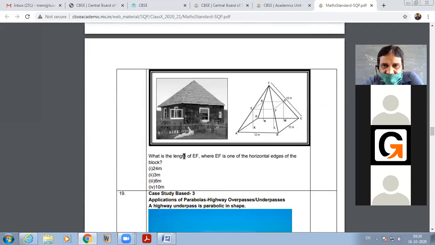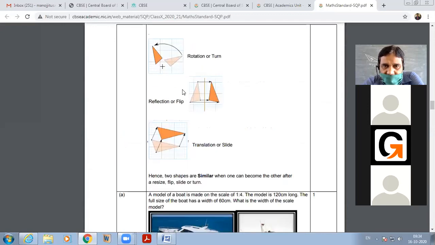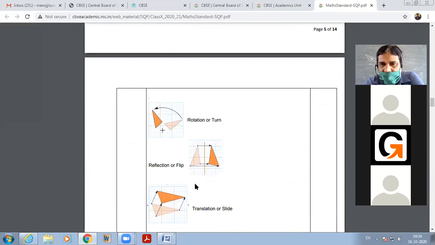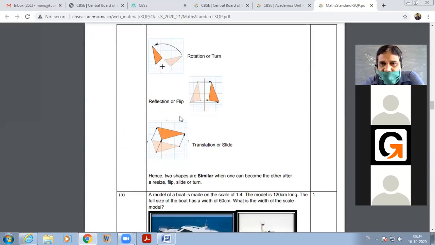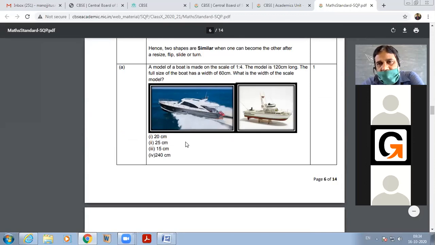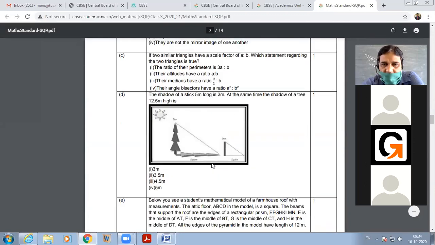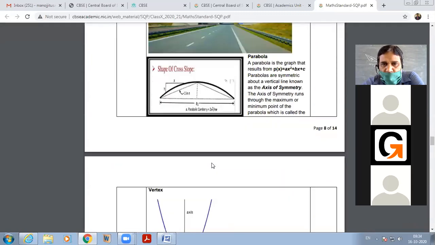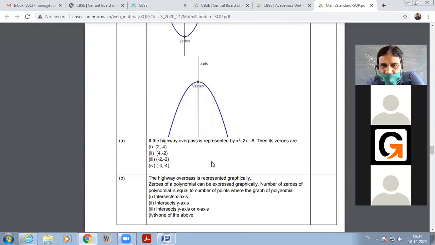So see, one case study. Case study means one concept. It's not like your English unseen passage, where one passage will be given and you have to write the answer by reading the passage, and the answer lies in the passage. Not like that. Here in case study, the concept will be given, and based on the concept, some figures and something will be given in the question. So like this, you have 5 questions and you have to attempt 4.